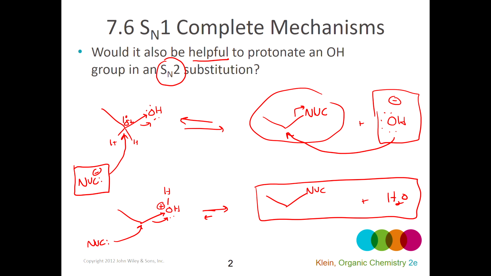So an SN2 can also be helped with a proton transfer to make a poor leaving group into a good leaving group. And that typically is mostly used for oxygen. If I have a neutral oxygen, if it leaves, it'll be unstable. If I protonate it first and it leaves, it'll be nice and stable because it won't have any charge.